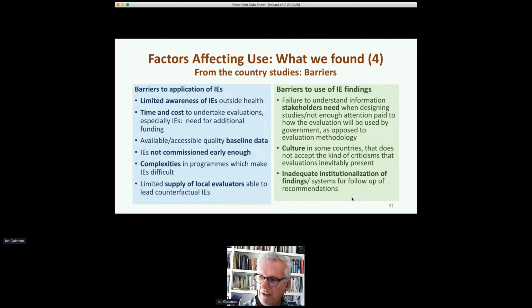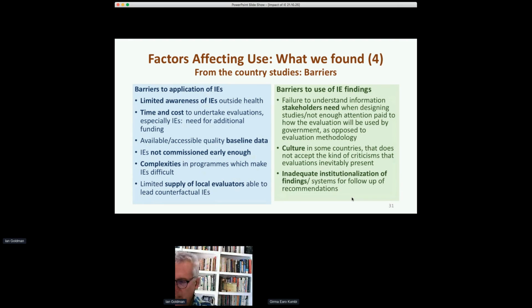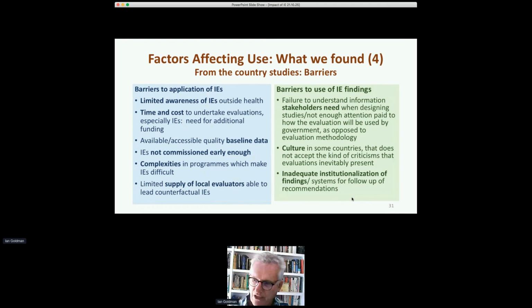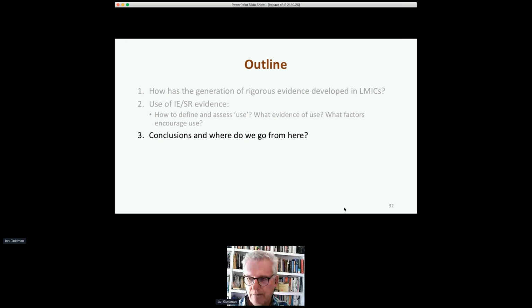And some of the barriers to the use of IE findings: the failure to understand the information stakeholders need when designing the studies, the culture in some countries that makes it difficult to accept the kind of criticisms that always come through from evaluations, and the lack of institutionalization of findings to follow up on evaluation recommendations.